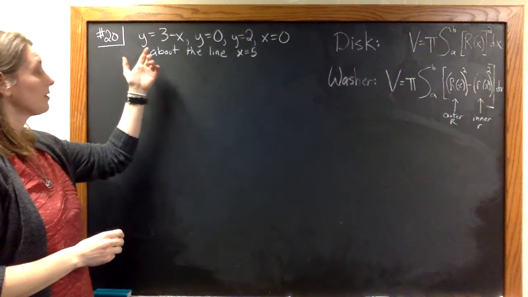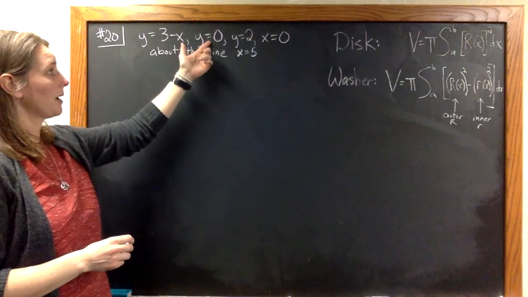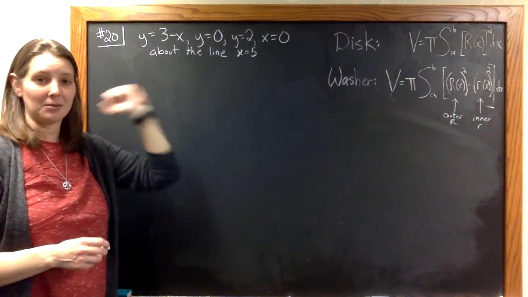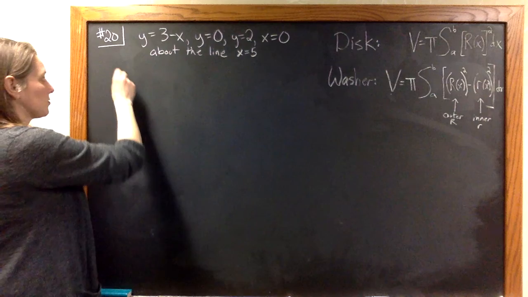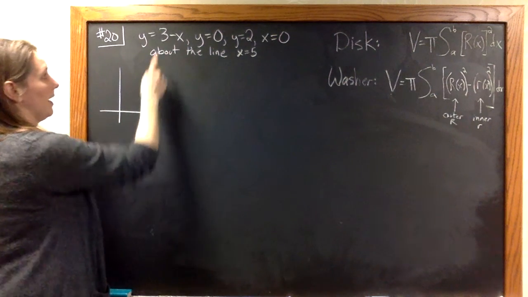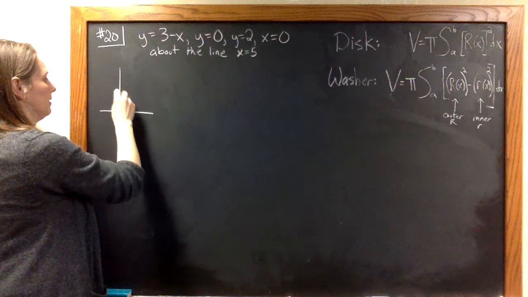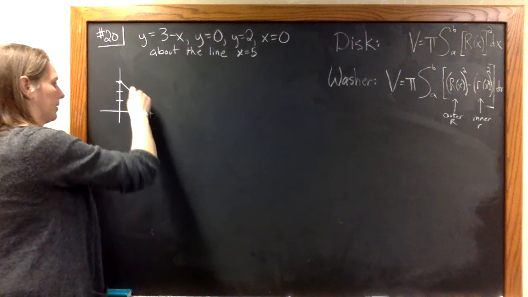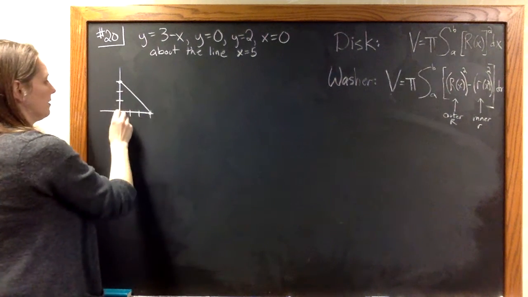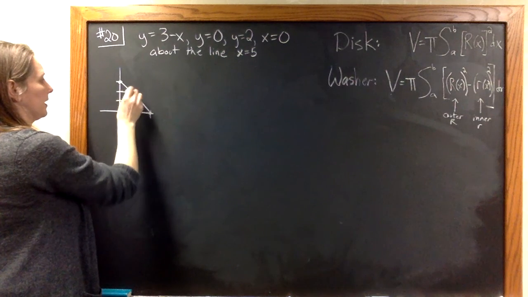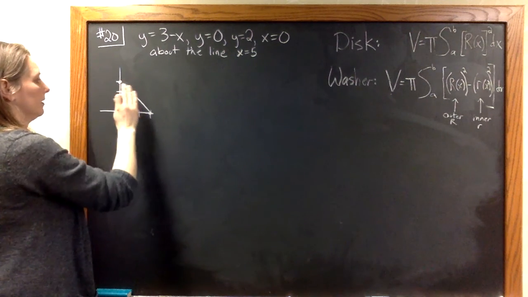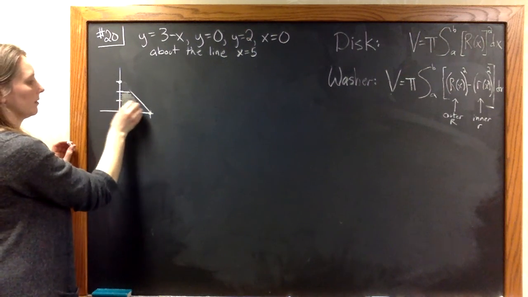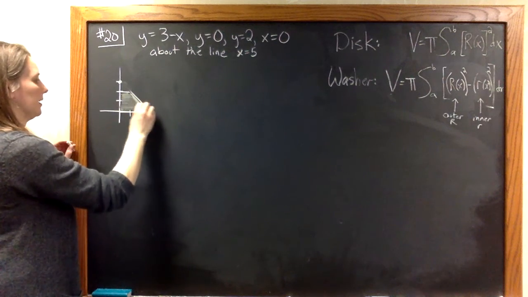So we want to take the region bound by y equals 3 minus x, y equals 0, y equals 2, and x equals 0, and we are going to revolve that about the line x equals 5. So let's draw this. We have this line, y-intercept of 3, slope of -1, so it's going to come down here like this. Y equals 0, that's right here. Y equals 2, that's right here. So we're going to cut that part off. We don't need that. And x equals 0, so this is our region right here. Okay, a little trapezoid there.